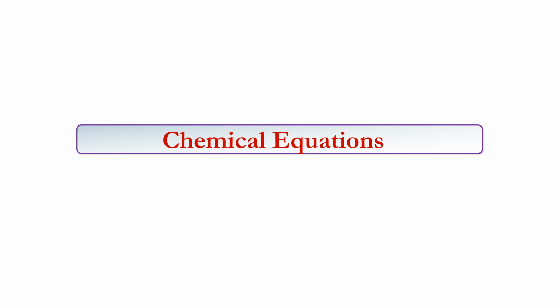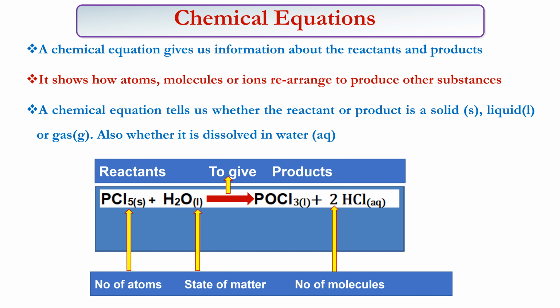For today's lecture, we will study chemical equations and how to balance chemical equations. A chemical equation gives us a lot of information. A chemical equation gives us information about the reactants and the products. This is a chemical equation. This side is the reactant side, and this side is the product side.